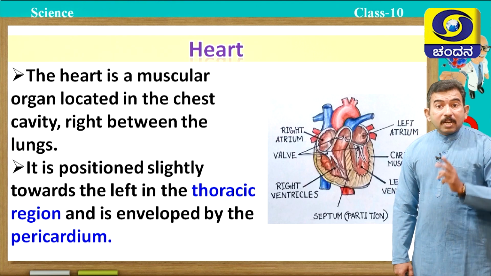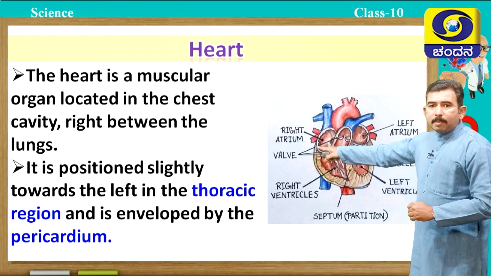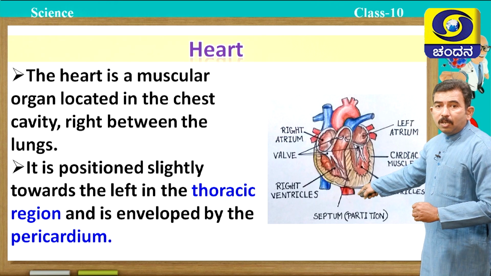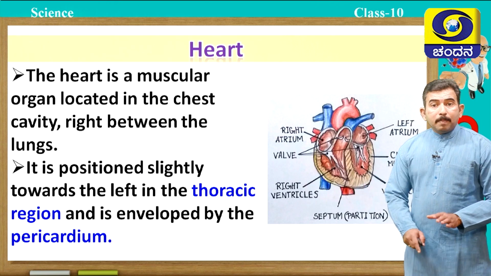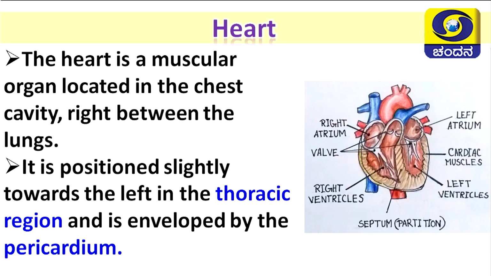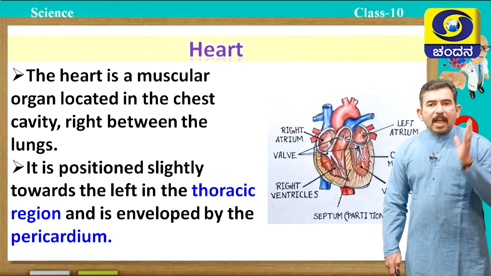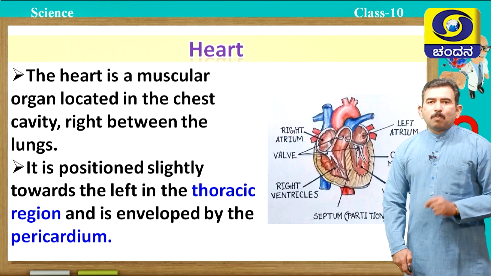And our heart comprises mainly 4 chambers. Upper chambers are called atria and lower chambers are called ventricles. And these chambers are separated by a wall called septum or partition. You can observe in this picture. Our heart is a roughly triangular shaped organ. You can observe this small video clip.